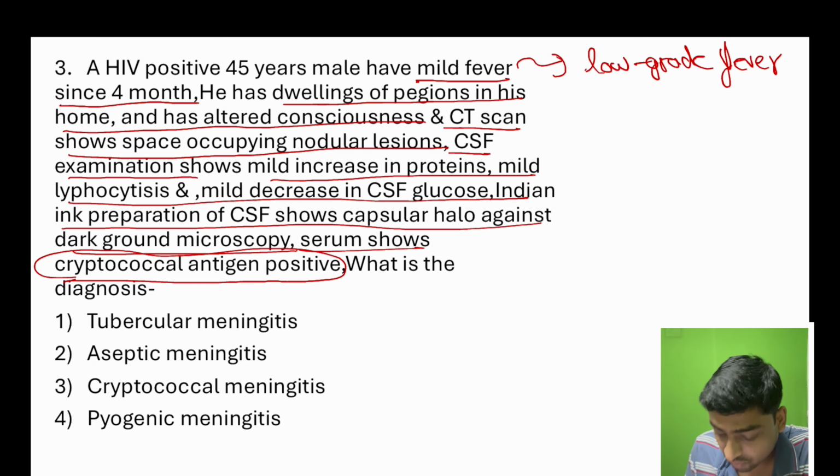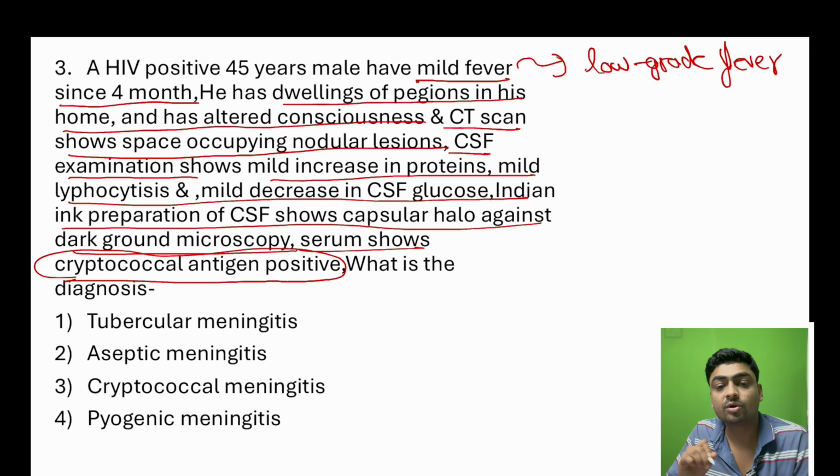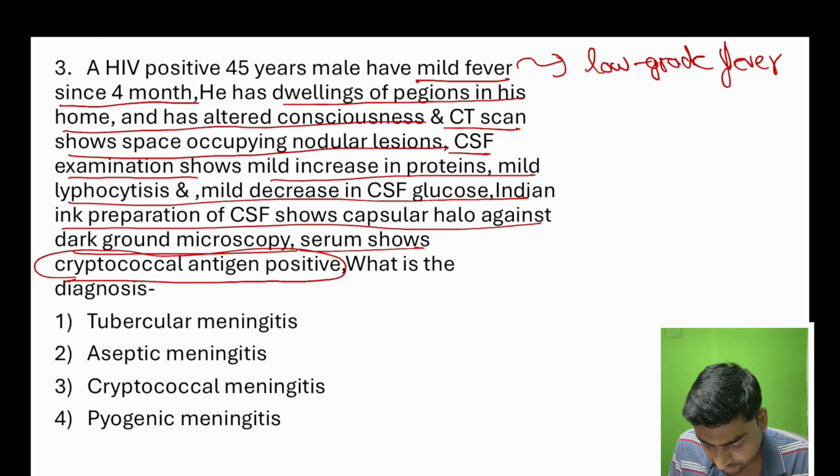Now, furthermore symptoms are given. The CT scan shows space occupying nodular lesions, and the CSF examination shows mild increase in protein, which is also a feature of cryptococcal meningitis. And there is mild lymphocytosis, and the predominant cell type is lymphocyte, and there is mild decrease in CSF glucose. In viral meningitis, the glucose and the protein level is normal, but there is a mild decrease in glucose level in case of fungal meningitis, which is associated with Cryptococcus neoformans.